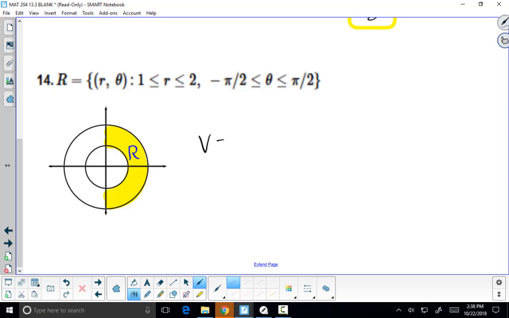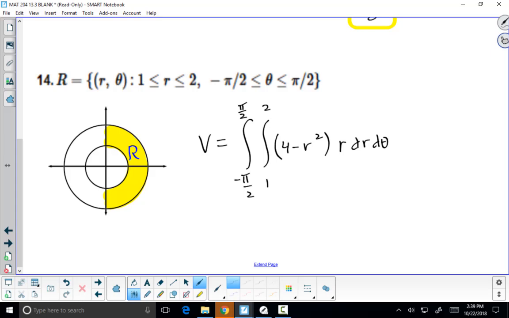And then volume is equal to the double integral. 0 to 2 pi was the outer integral. Would the outer one still be 2 pi? Why did I say that? Thank you. It's minus pi over 2 to pi over 2. And our inner one is going to go from 1 to 2. And we had 4 minus r squared multiplied by r dr d theta.